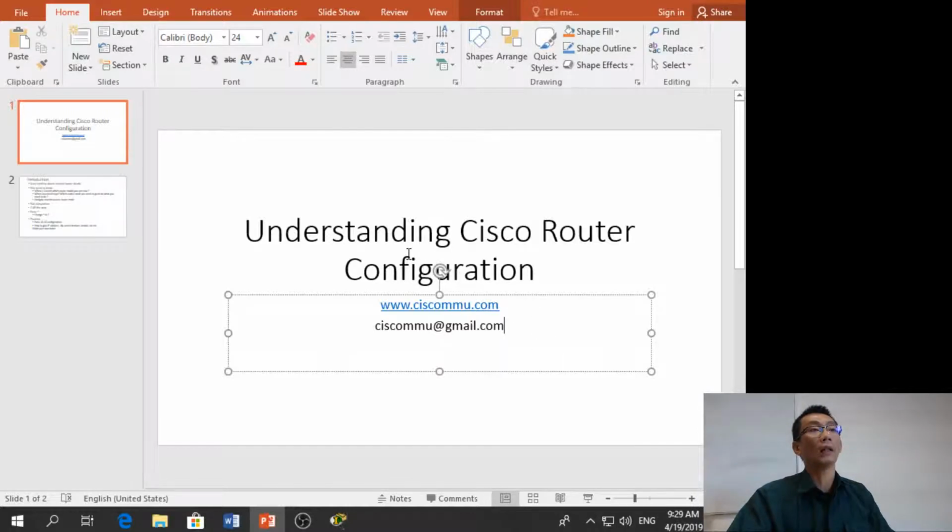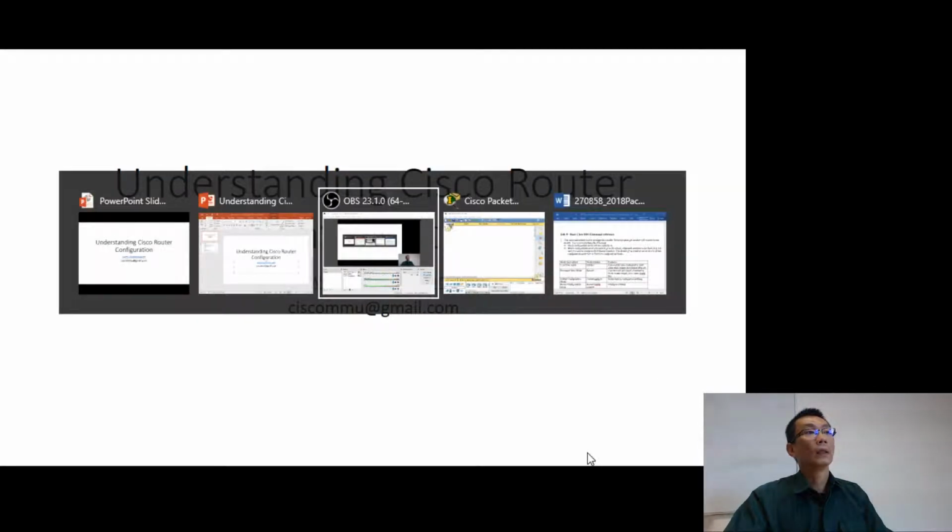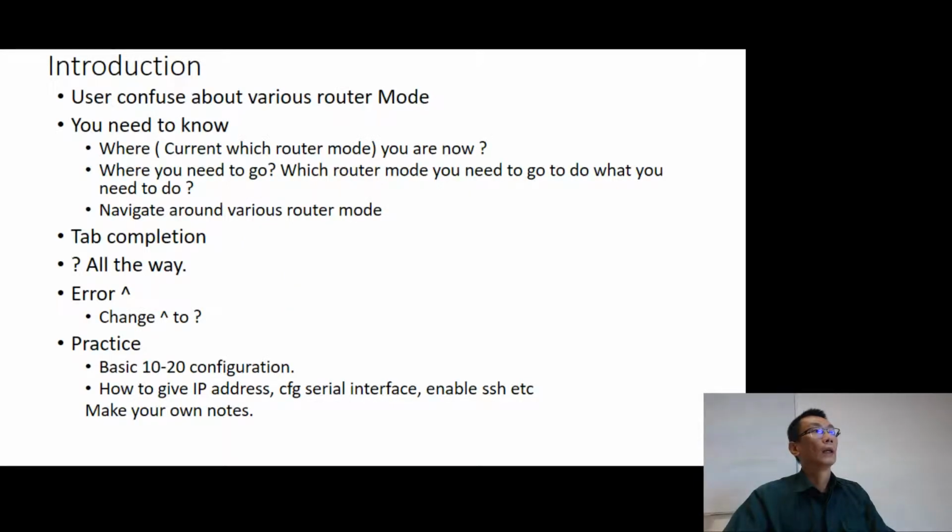So today we're going to talk about understanding Cisco router configuration. The first thing you need to know is that users configuring the router are confused by the various router modes. So you need to know which router mode you are in now, and which mode you need to go to, to do what. Let's say you want to configure a particular interface, so you need to go to the interface mode to configure. And you need to know how to navigate around the various router modes. The rest of this we're going to talk about later on.